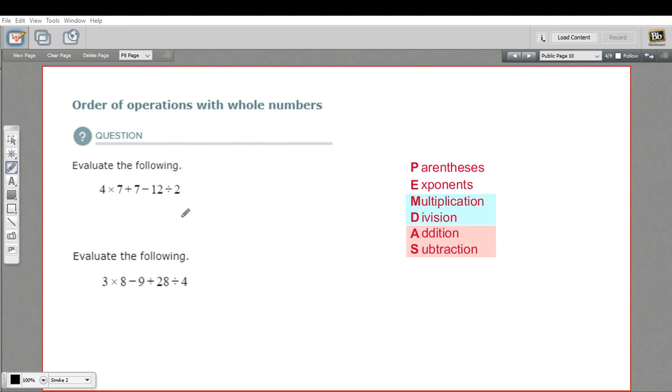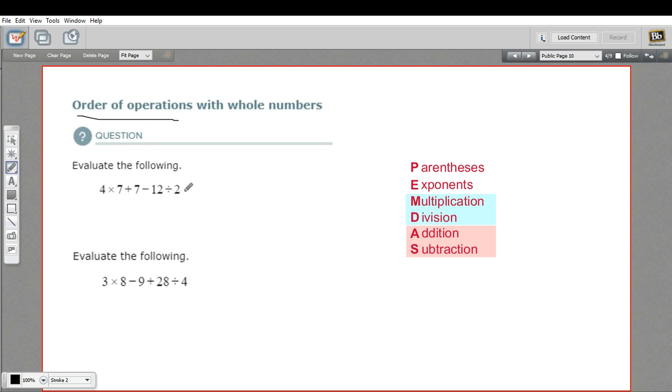In these problems, we are calculating some multiplication, division, addition, and subtraction problems using what's called the order of operations. So when you see something like this, 4 times 7 plus 7 minus 12 divided by 2, you can't just go ahead and do this from left to right. You'll get the wrong answer if you do that.